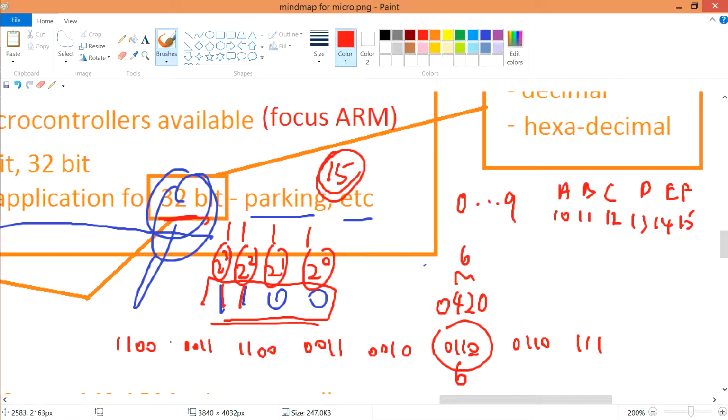Okay? Now, what about 1110? This is 8, this is 4, this is 2. I sum it out, what is it? 8 plus 4 is 12, plus 2 is 14. Instead of writing 14, I can write it as E. So this one, I write it as E.